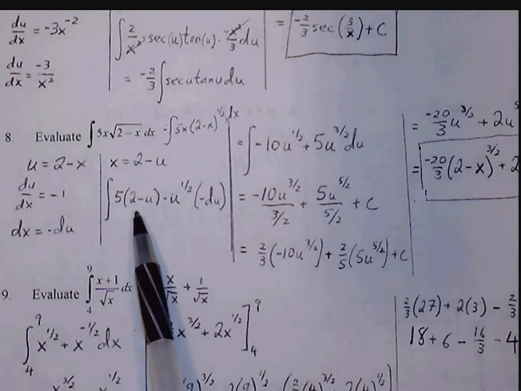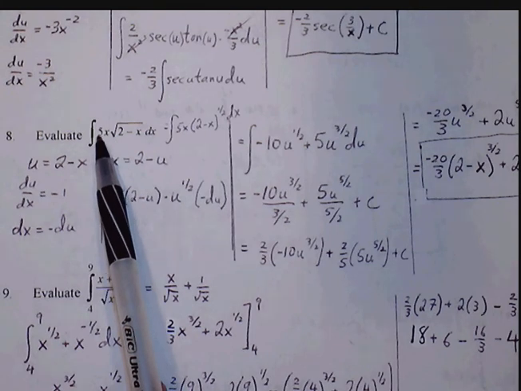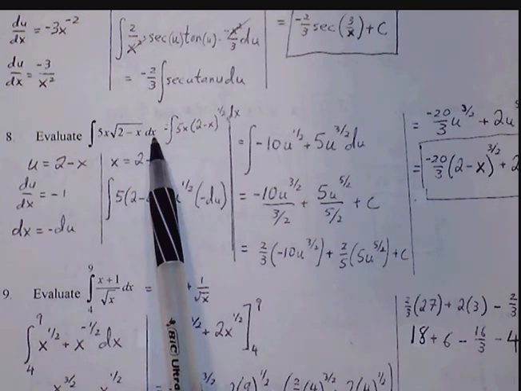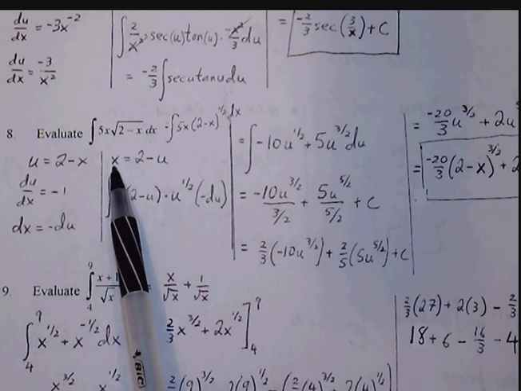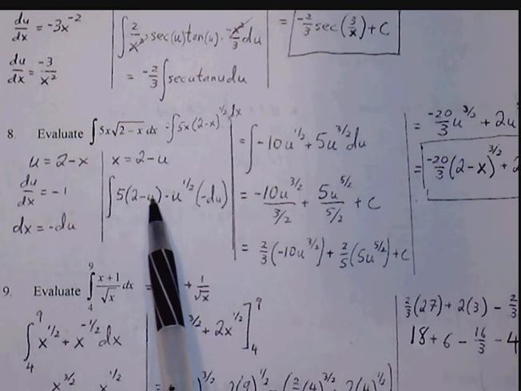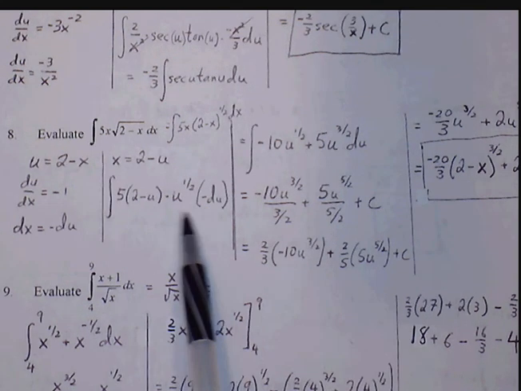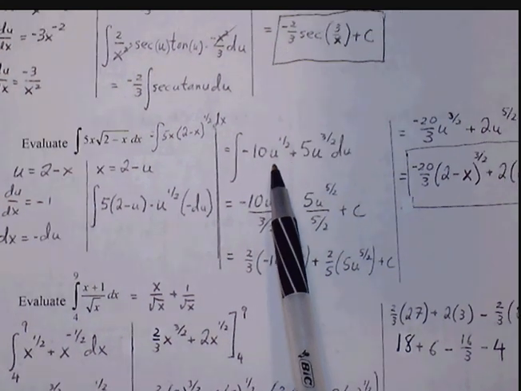However, when we make our initial substitution, the x does not cancel out. So we get 5x times u to the 1/2 times negative du. However, we can go through change of variable to replace x in terms of u. So we know u is 2 minus x, so x must be equal to 2 minus u. So we get integral of 5 times 2 minus u times u to the 1/2 times negative du. Distribute the 5 and the u to the 1/2 and the negative 1 through to get negative 10u to the 1/2 plus 5u to the 3/2.